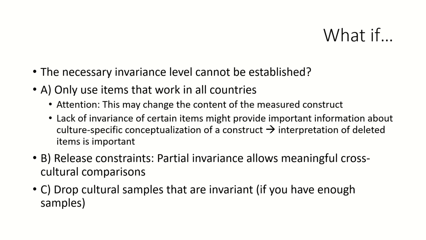We can look for partial invariance, so release some of the constraints, and try to see which items do not fit as well, and what happens if we allow them to vary freely between groups. So it's still possible to go ahead with meaningful cross-cultural comparisons if you have partial invariance. How many items you can leave free to vary across groups is again one of those big questions where people argue over a beer or over a million papers between each other.